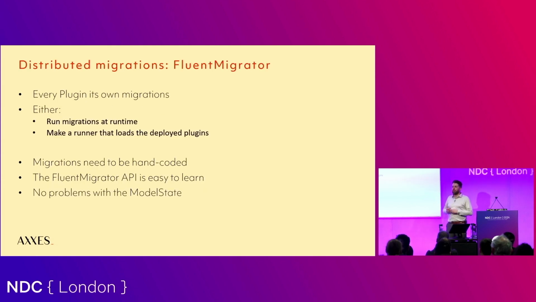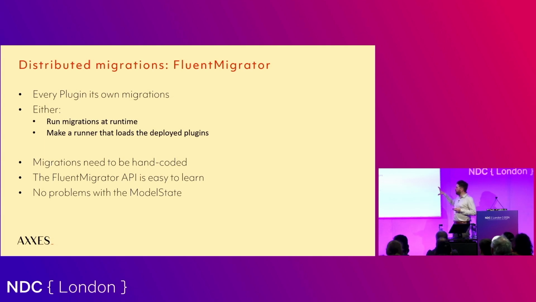Distributed migrations, you could use something like Fluent Migrator, and this will look very similar to Entity Framework Core migrations, except you're writing them by hand. And you have two paths to success here. Either you do a runtime check, but that requires that your application has the ability to change your database schema, and again, that makes me anxious. Or you make sure that when you enable new plugins, that always goes through a pipeline and you run your migrations there, and that is probably the better approach.